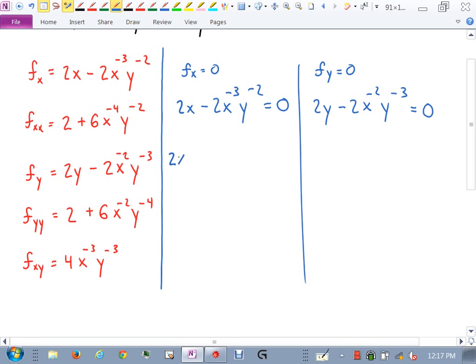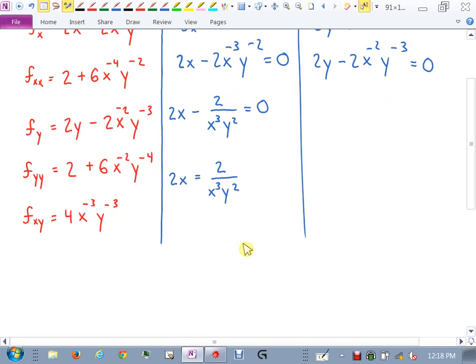So the way that I would approach this is I would have probably rewritten those negative exponents as positive exponents, just to be very clear on what I've got here. So drop them down. Then I probably would have moved that to the other side and made it 2x equals 2 over x cubed y squared. And then maybe I would have multiplied both sides by x cubed y squared.